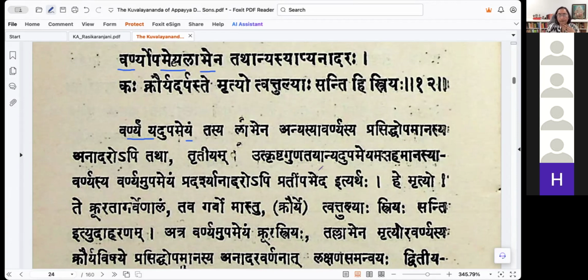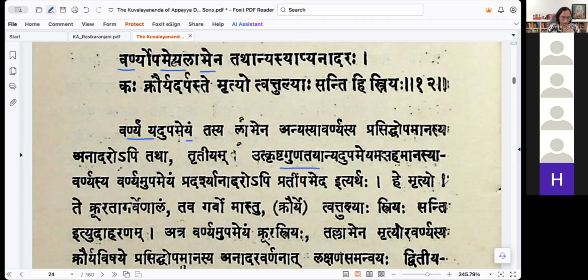Then this would be similar to upama, right? Based on upama. But that is not the expression here. You will start thinking that this is also upama, this is also upama. Try to see the difference from that.